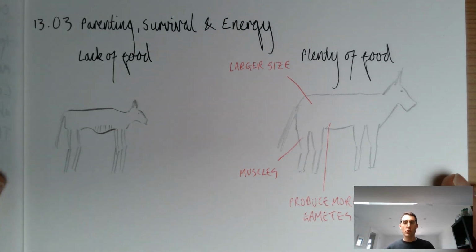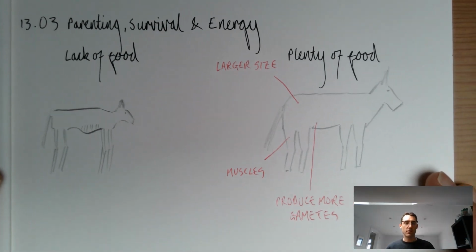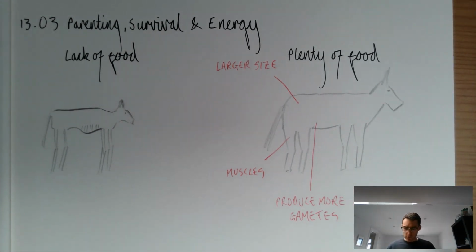What we want to do is draw students' attention to all of this stuff and say, look, you need energy in order to attract a mate, because with the larger size and the bigger muscles and producing more gametes and so on, you're more likely to successfully reproduce. So you can contrast this and get students thinking in terms of all this.